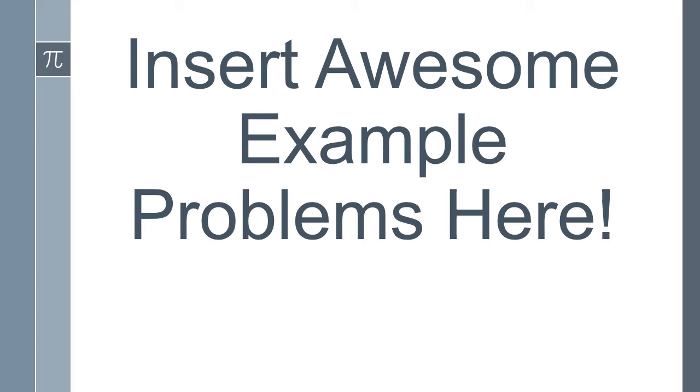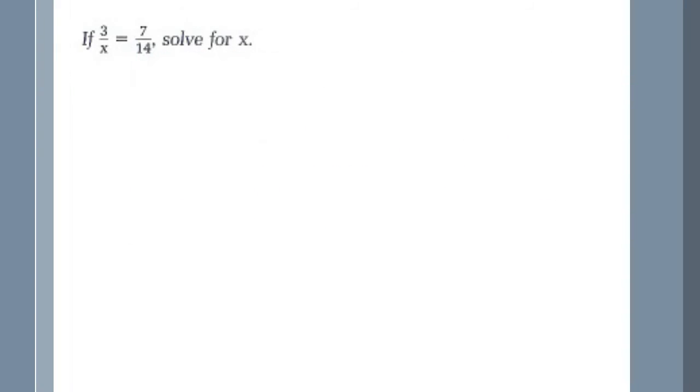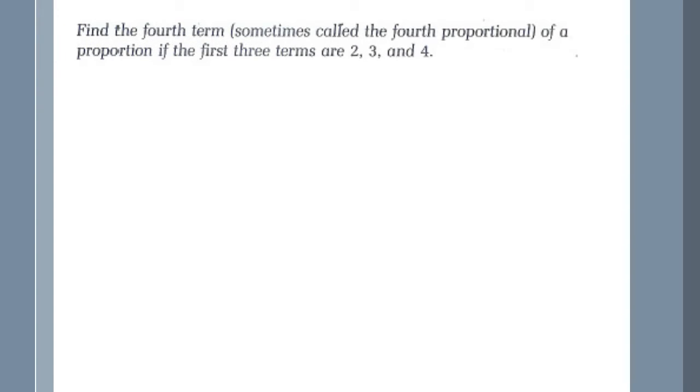Let's insert some awesome example problems here. Find the fourth term, sometimes called the fourth proportional, if the first three terms are 2, 3, and 4. So the fourth term is, if we remember we had A over B equals C over D. Well, the way they are naming these, this is first, this is second, this is third, and this is fourth.